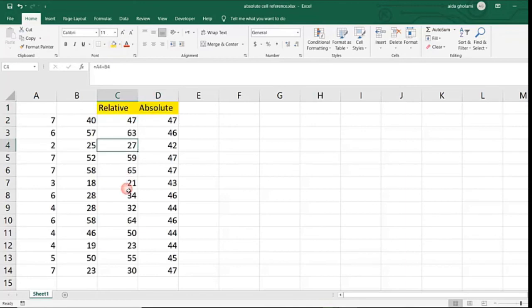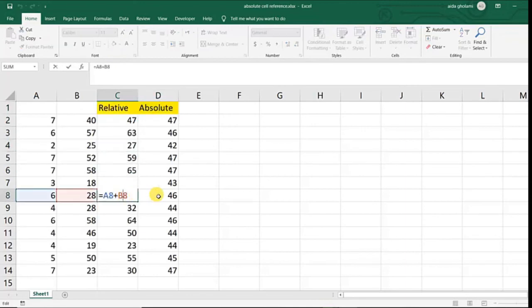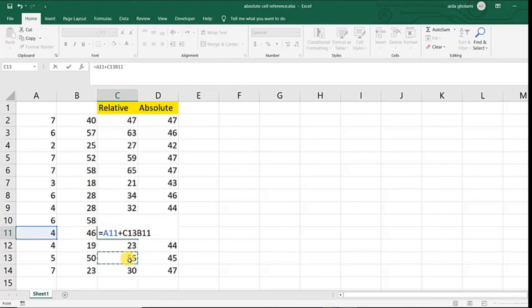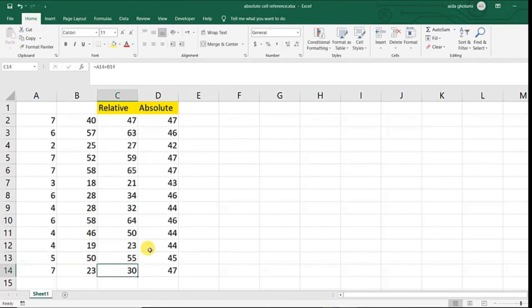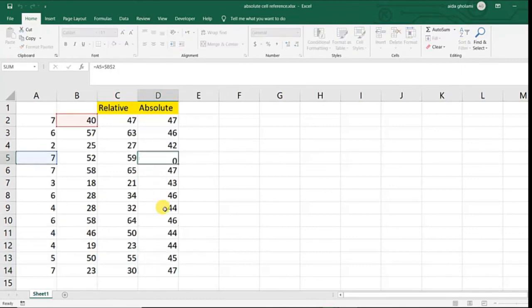Okay, so you can see it right now. This is relative cell reference. You can see cells in the calculation are moving as I'm moving down. You can see it's moving, but in absolute cell reference, it's not moving as I'm moving.